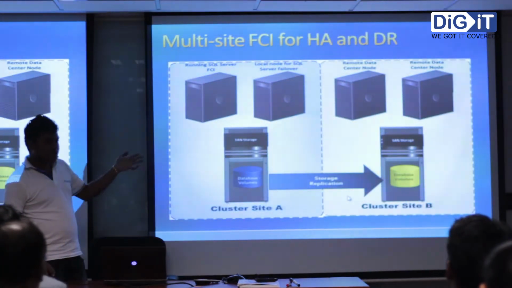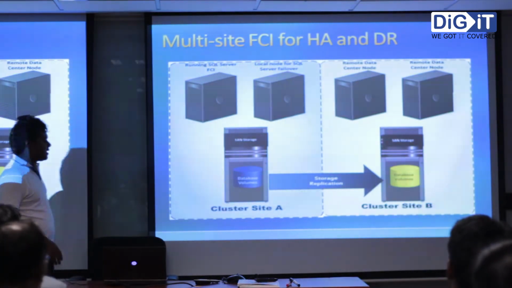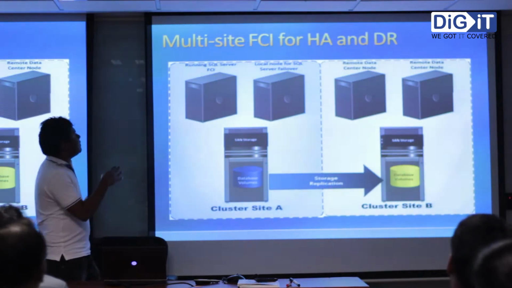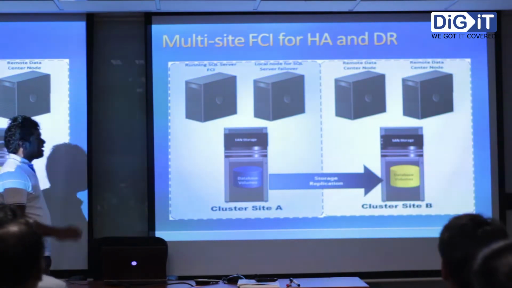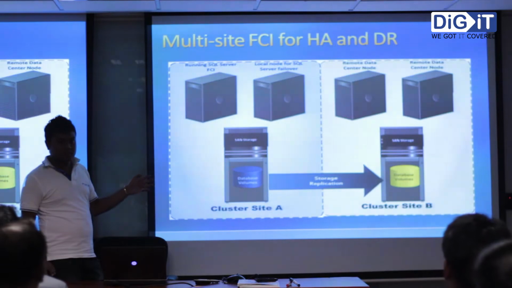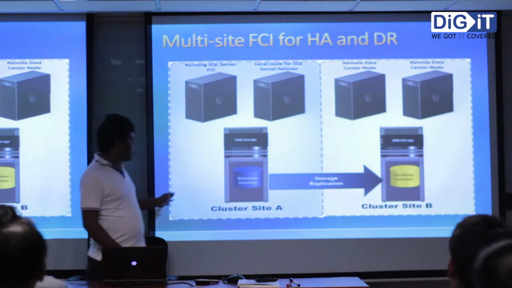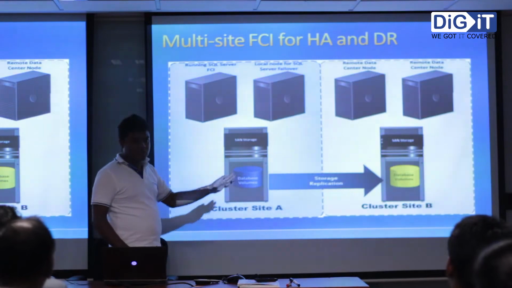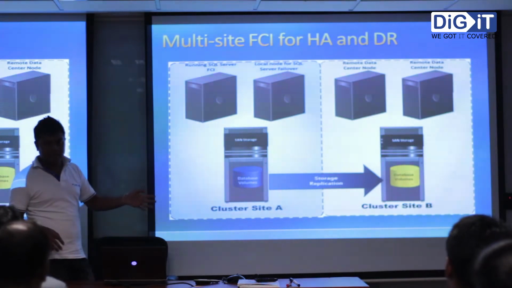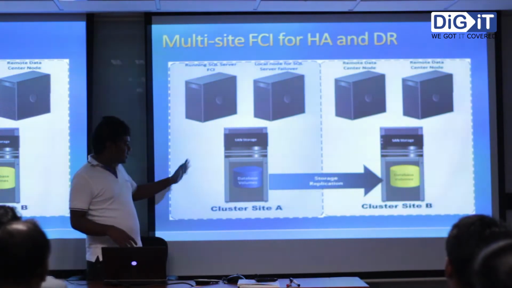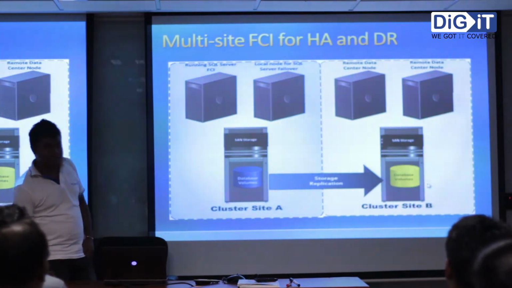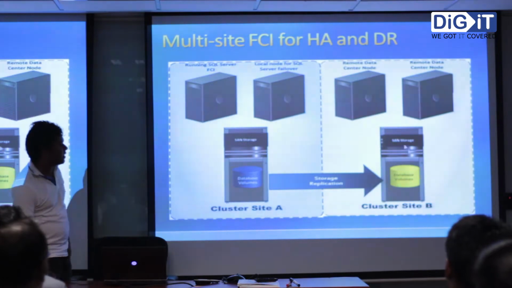This is a physical diagram of how multi-site FCI for HA and DR works. In this you don't have a shared storage solution as usual. What you do is replicate the storage, and that has nothing to do with SQL Server. You have to get the replication from the vendor, so it's storage level replication. This can be one site and this is another site, geographically in two different areas.